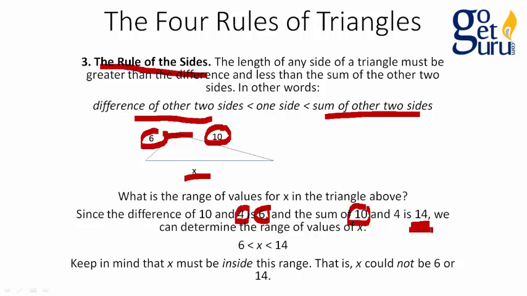So over here I can say that the range of my x will be from 4 to 14, which says that my side cannot be 4, cannot be 14, but it can be between 4 and 14. So always remember that 4 and 14 are always exclusive.